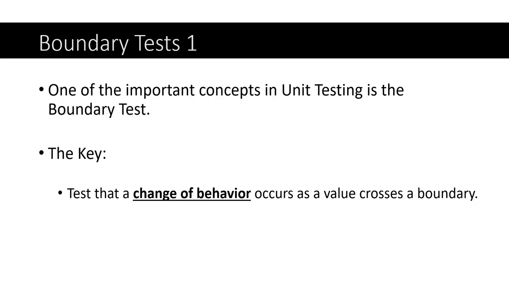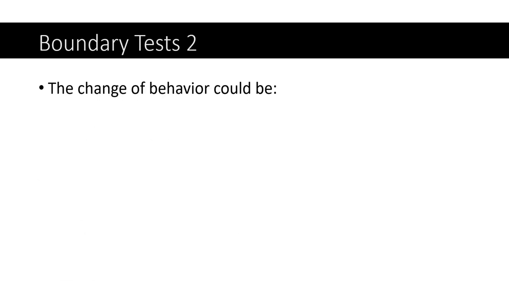Okay. Now, it's an important concept because often in unit testing, this situation comes up where there's what we refer to as a boundary test, right? That is to confirm and verify that we actually do see when there's a change of behavior of our code called for, right? When a change of behavior occurs as a value crosses a boundary, okay? Simple concept, right? Okay, let's talk about when that can happen.